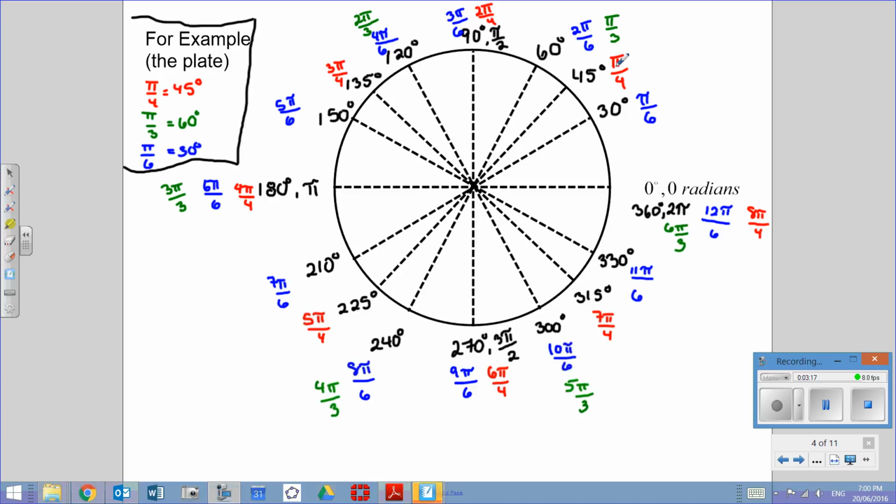So just make sure that your circle is updated and reflects our special angles that we are going to be using a lot over the next few weeks, this week, and then when you guys come back from break.